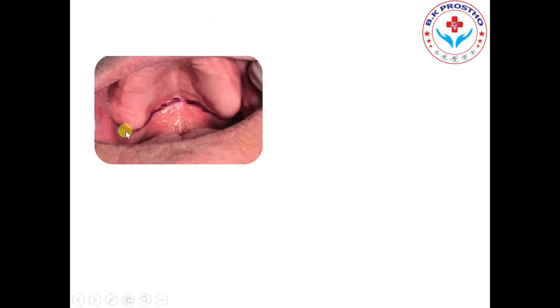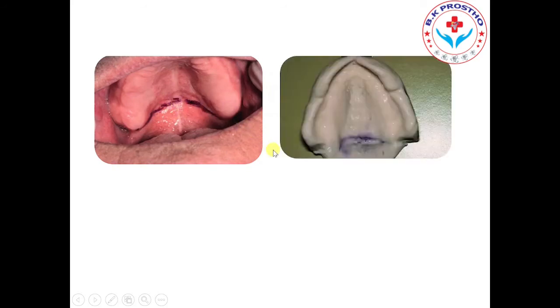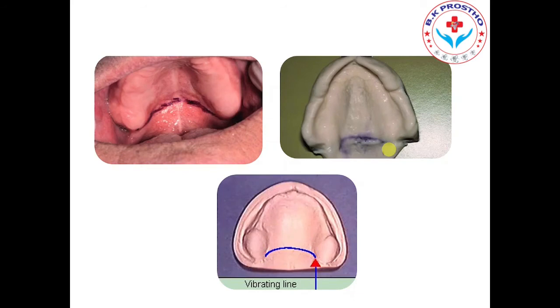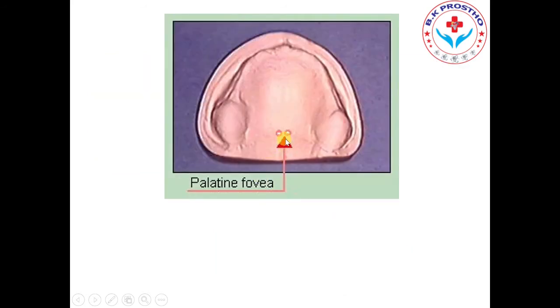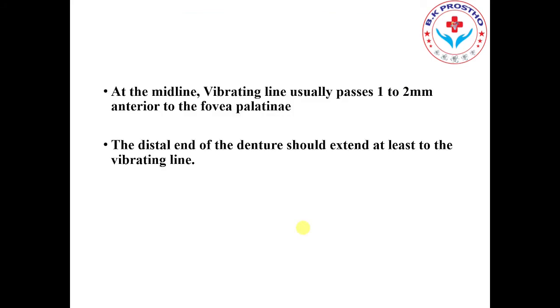The vibrating line is marked using an indelible pencil. We ask the patient to pronounce the sound, and when there is the beginning of the movement, we mark it with the pencil. After that, we place the impression in the patient's mouth and the marking transfers to the impression. You can see here the marking, which is again transferred to the cast for the post dam area. The foveae palatinae are the openings of the minor salivary ducts near the midline of the soft palate. In the midline, the vibrating line usually passes 1 to 2 millimeters anterior to the foveae palatinae. The distal end of the denture should extend at least to the vibrating line.